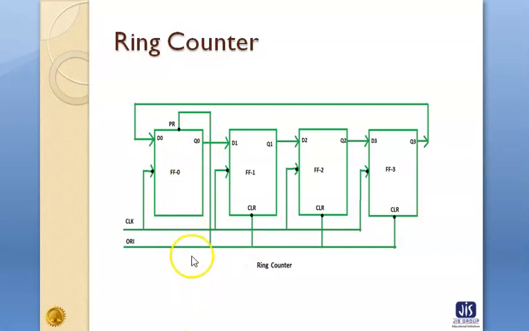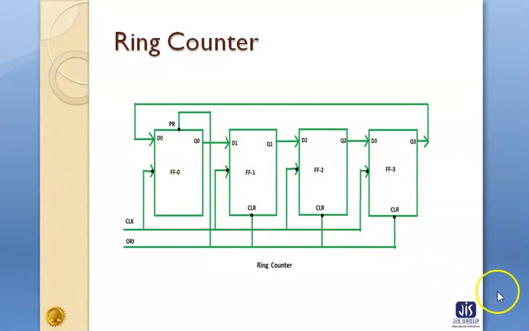This presetted 1 is generated by making ORI low, and at that time the clock becomes don't care. After that, ORI is made high and a low clock pulse signal is applied, as the clock is negative edge triggered. After that, at each clock pulse the presetted one is shifted to the next flip-flop and thus forms a ring.